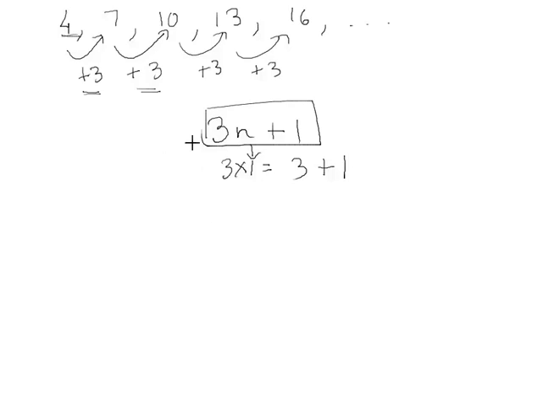Now you can take another example here. So let's say we have something like 7, 5.5, 4, sorry, 2.5, 1, minus 0.5, and so on. Now if you check here, the common difference is negative, right? Every term is reducing by 1.5 from the previous term.